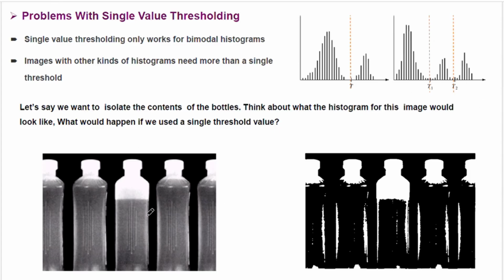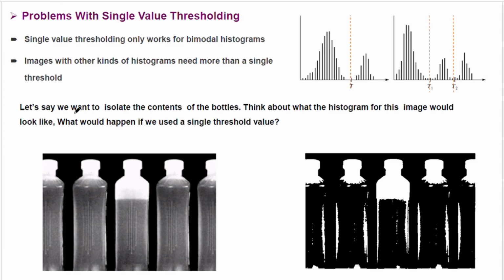So now take this example. Let's say we want to isolate the contents of the bottles. This is the bottle image. These are all the bottles. In the bottles, this is the liquid. Okay. And for this bottle, it is not totally filled. It is partially filled. So the concept is we want to isolate the contents of the bottle.